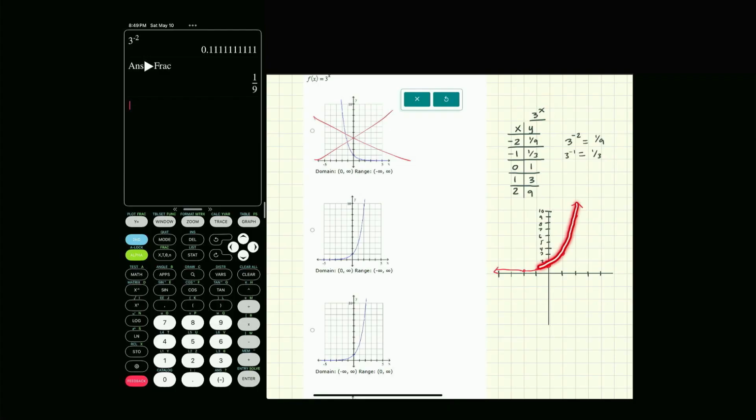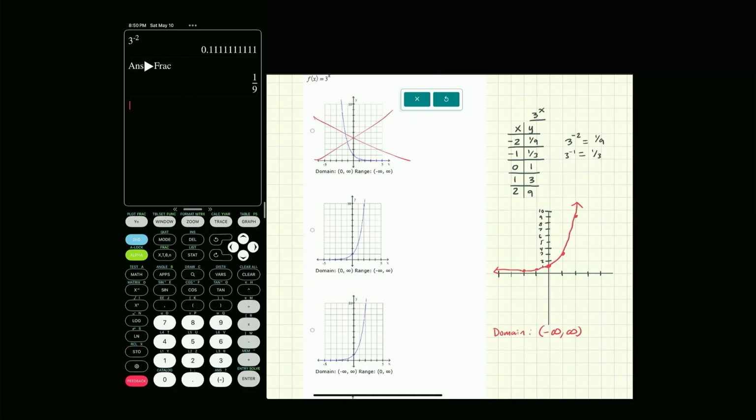Notice this thing doesn't go past the x-axis. But it does go left forever, and it's going up and to the right forever. So if it goes left forever and right forever, that means the domain, the x values that are covered by this graph, are negative infinity to infinity. Domain is negative infinity to infinity.